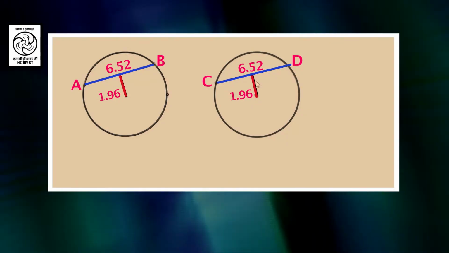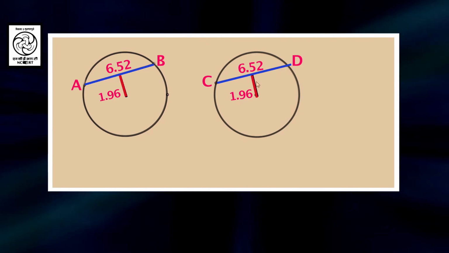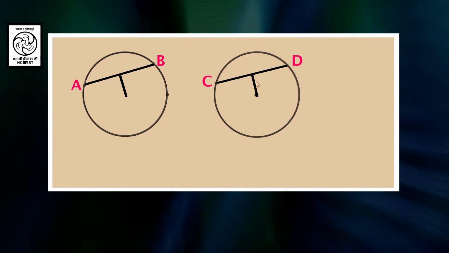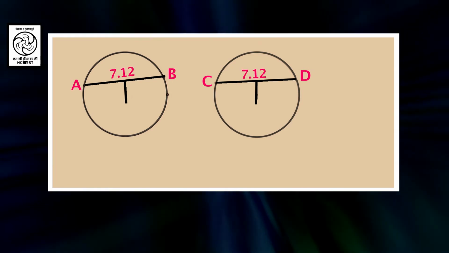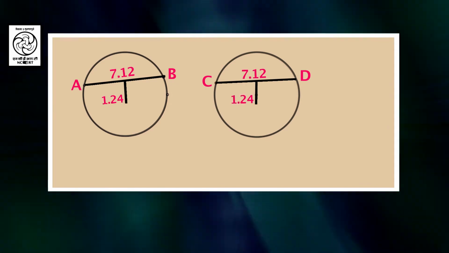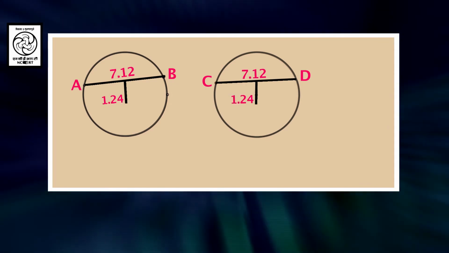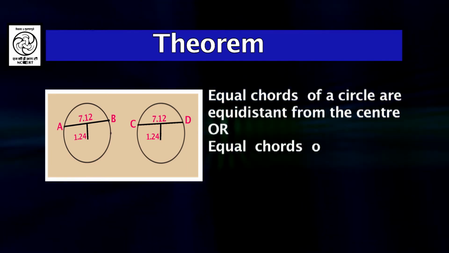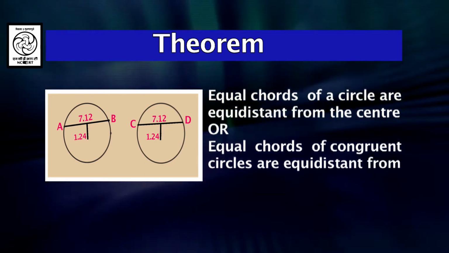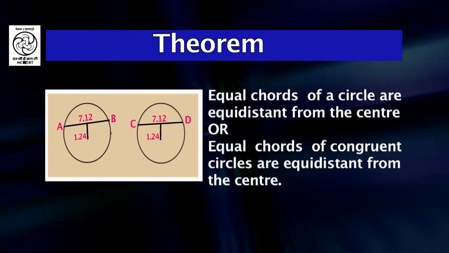But if we have two chords of equal length in two congruent circles, will they be at the same distance from the center? Let us verify. These two circles are congruent. Let us change AB and CD. Now, both chords are of length 7.12, and their distances from the centers are also the same, 1.24. So, equal chords of a circle are equidistant from the center, or equal chords of congruent circles are equidistant from their centers.